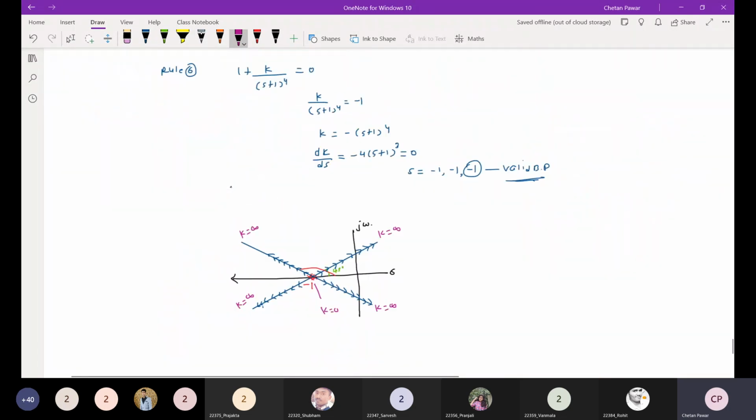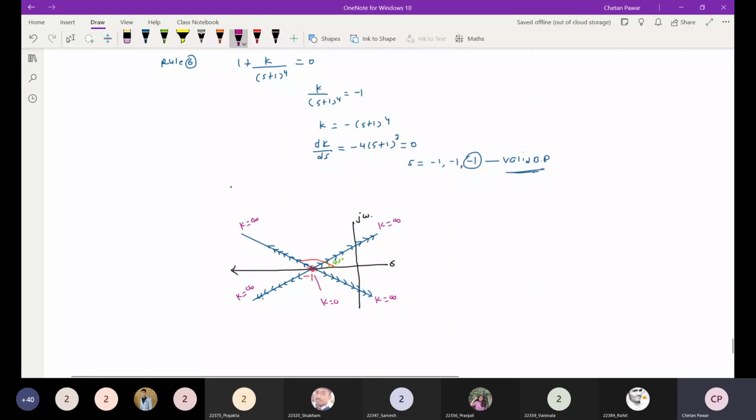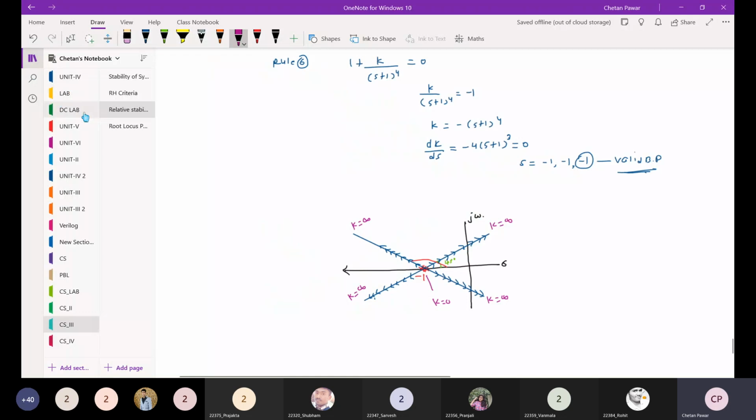Okay, so have you understood? Have you understood this point? Yes, sir. Okay. So this is the way to draw the root locus. So let us move to the next point.